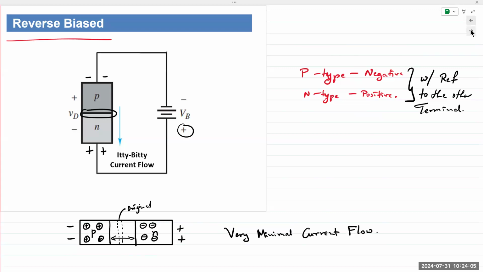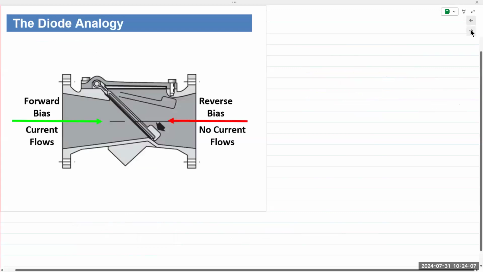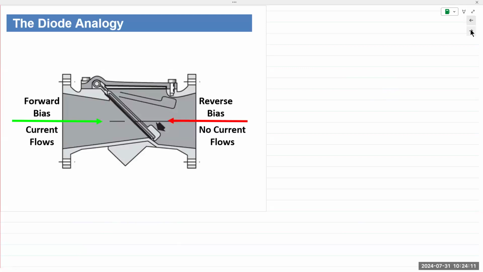Anyway, the end result is that the diode, similar to the vacuum tube version, conducts current only in one direction. So it's like a one-way device. Okay, it's a one-way device.